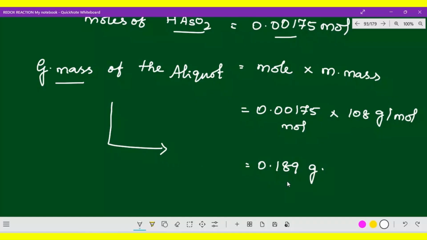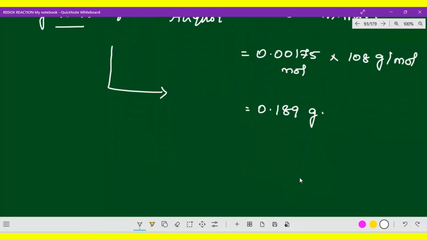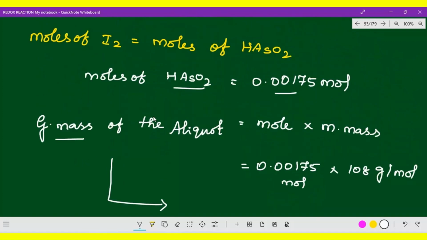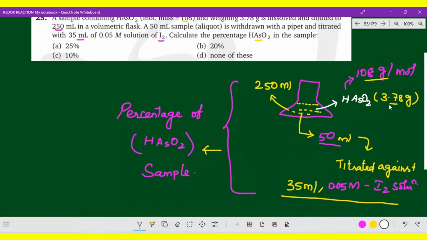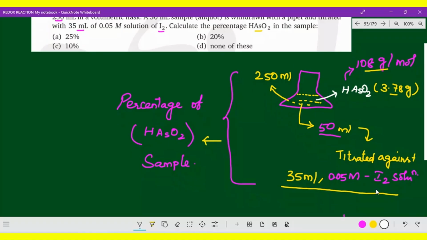Yes. Now we have to go for the total mass of aliquot. Because they have taken 250 ml, and then in that, 50 ml they have taken, right? See here in this picture, I think you will come to know. The sample is 3.78 gram, which is dissolved in 250 ml. In that, 50 ml they have taken for the titration with iodine solution.